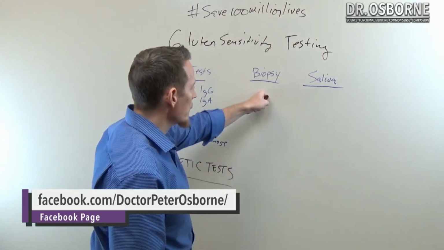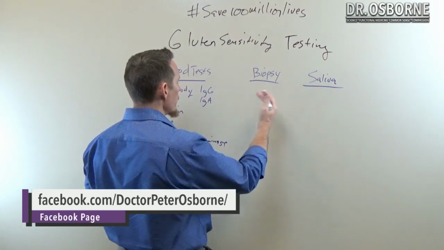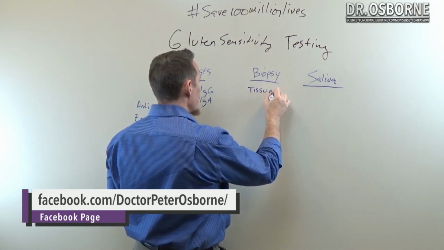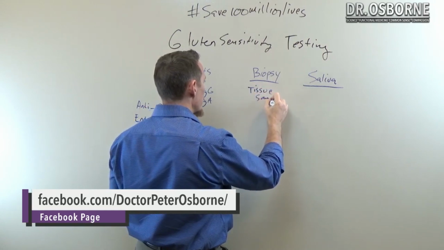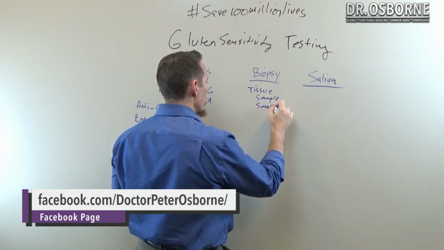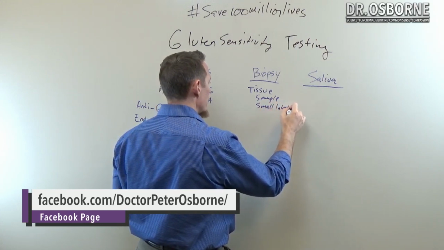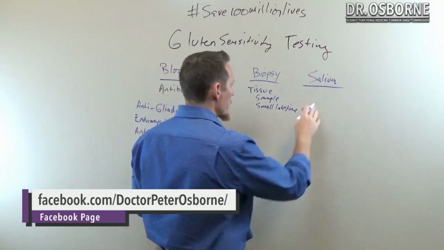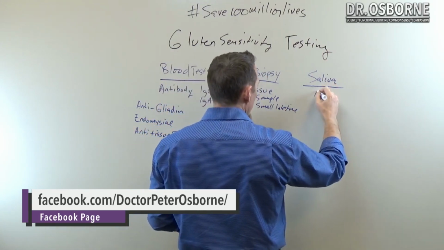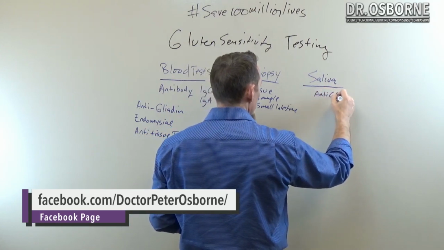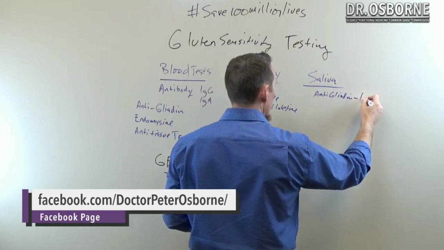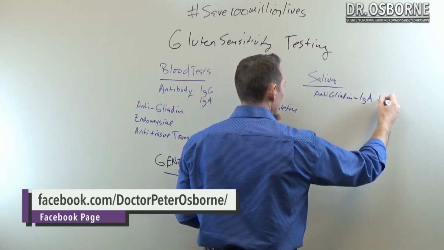Now, there's also the biopsy, which is a tissue sample taken from the small intestine. We'll talk about that in detail in just a minute. And then there's saliva testing. Sometimes doctors will run anti-gliadin tests in the saliva instead of using blood. These are typically IgA tests.